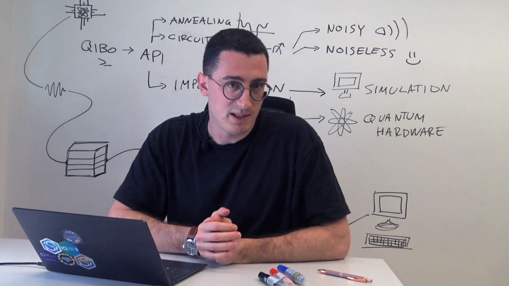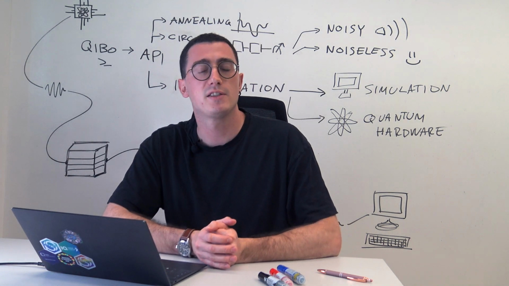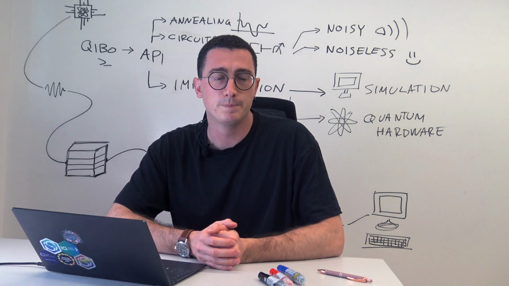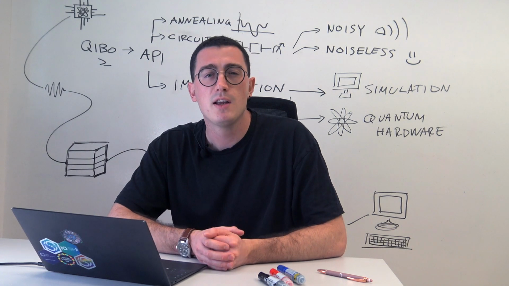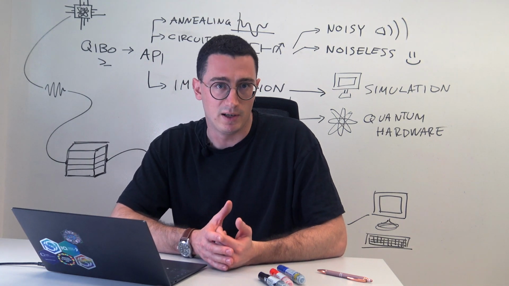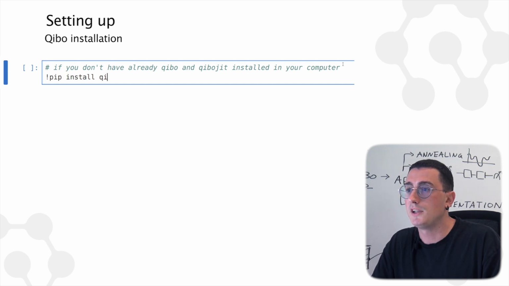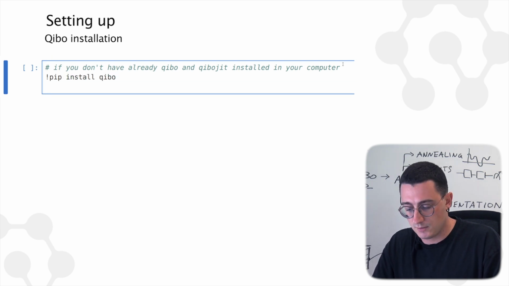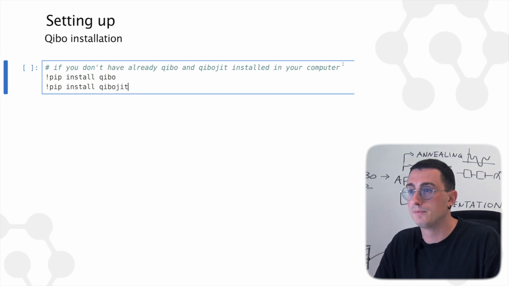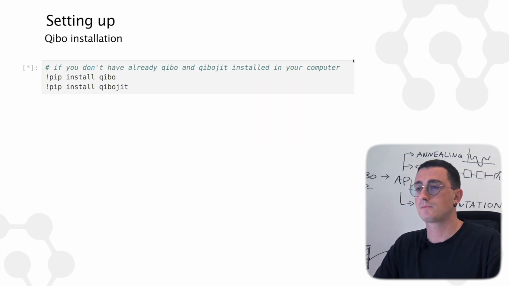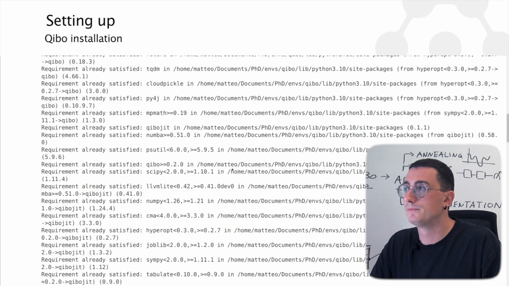If you don't have Qibo already installed in your device, I would suggest you to set up a Python environment and then use the pip installer. And we can start by typing pip install qibo and pip install qibojit. These are the outputs. So now everything is installed.